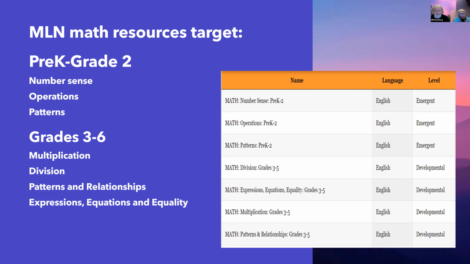Grades 3 to 6, the areas that are targeted are multiplication, division, patterns and relationships. The more advanced patterns or relationships, where you're looking at developing and understanding patterns that lead to equations. And then there's the fourth category, expressions, equations, and equality. The targets were chosen because these are the key strands that lead to algebra readiness.